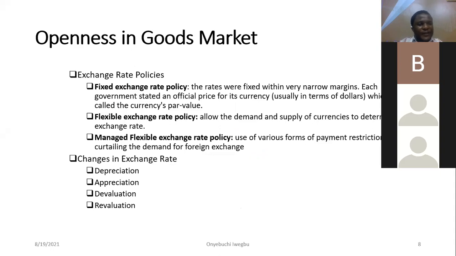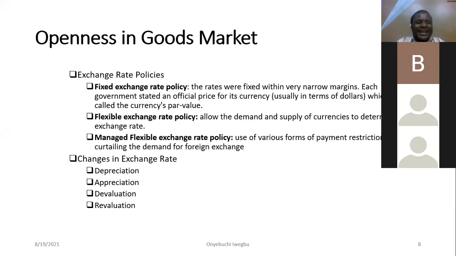So let's look at fixed exchange rate, flexible exchange rate, types of exchange rate policies. For every economy, there are two types of exchange rate policies they take up. One, it can be fixed exchange rate. Two, it can be flexible exchange rate. Under fixed exchange rate, the monetary authority decides to peg the exchange rate at a particular rate, and they control it. They tell you the exchange rate is this particular rate, and that is how it will be.